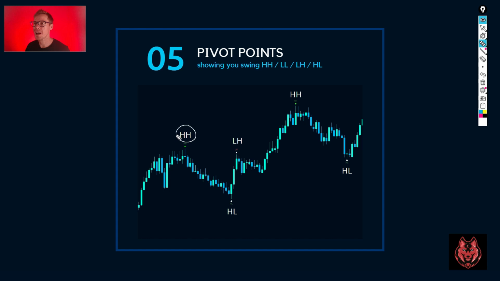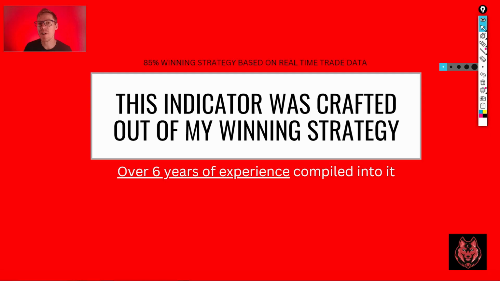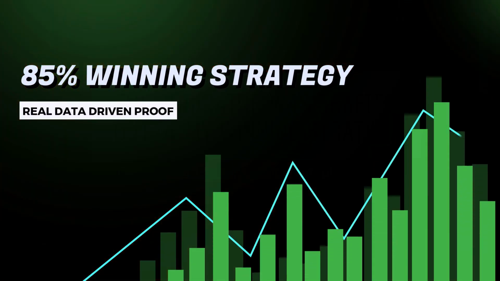And then we got pivot point higher high and higher low areas that get marked on the chart for you. So you can become aware of market structure, and you can know when market structure starts to shift to the upside or the downside without having to guess what is going on. This indicator will surely show you how to trade like the banks. This is an 85% winning strategy based on real-time trading data.